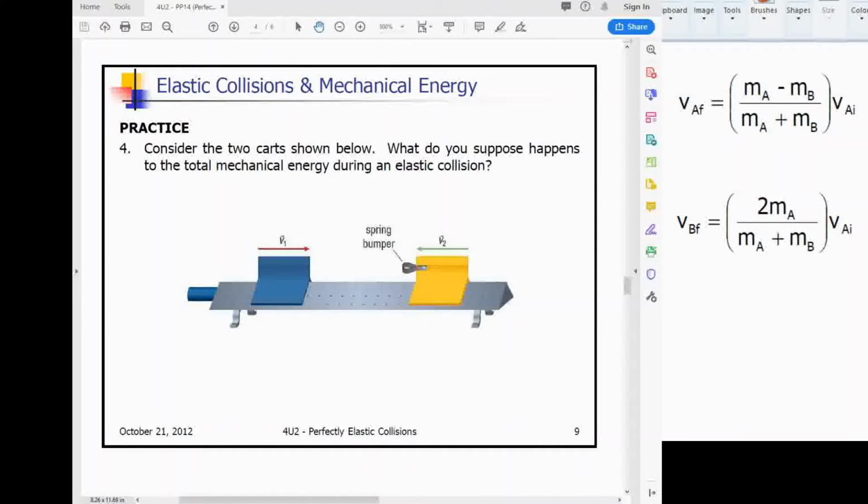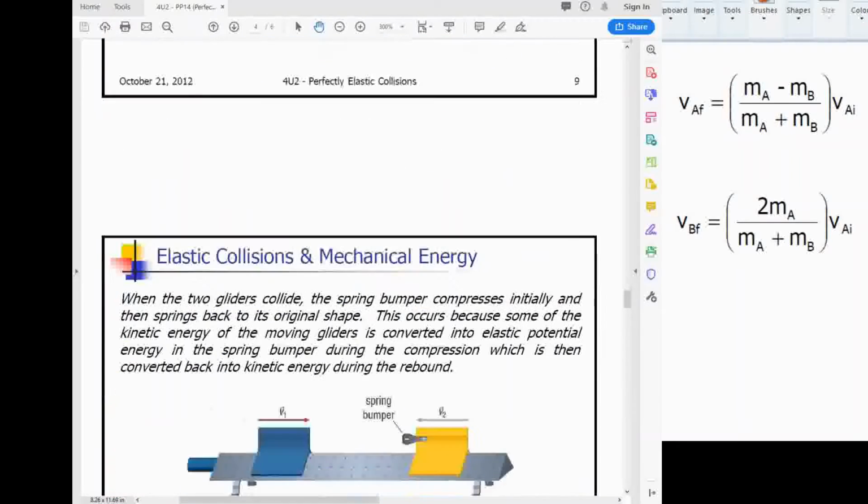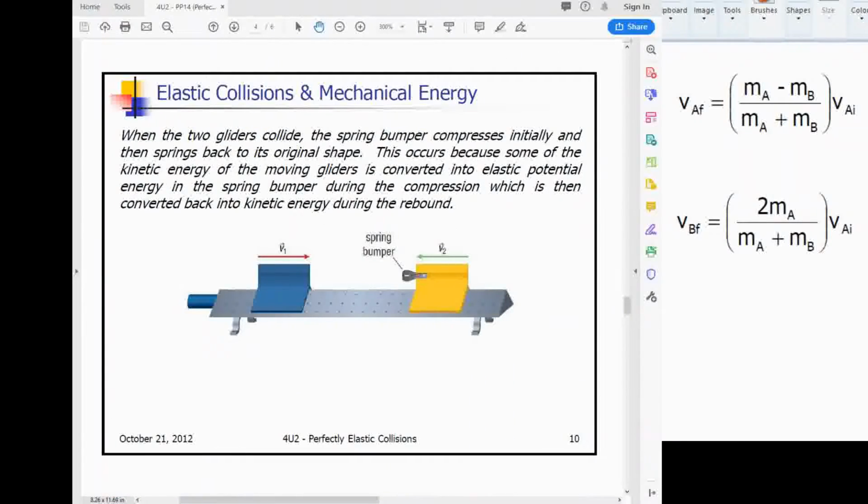So this question then says, consider 2 carts shown below. What do you suppose happens to the total mechanical energy during an elastic collision? I'll just read what it says on this next slide, because they cover it really well. It says, when 2 gliders collide, the spring bumper compresses initially and then springs back to its original shape. This occurs because some of the kinetic energy of the moving gliders is converted into elastic potential energy in the spring bumper during the compression, which is then converted back into kinetic energy during the rebound.